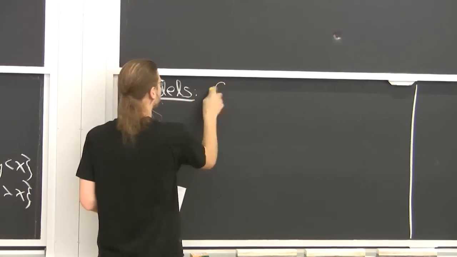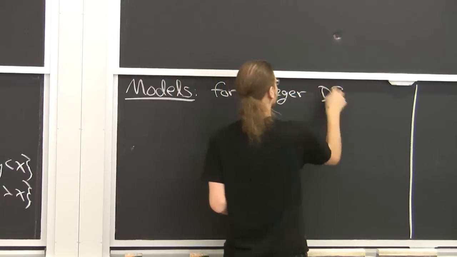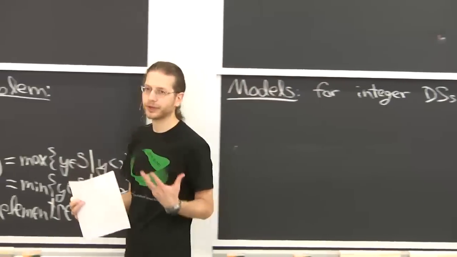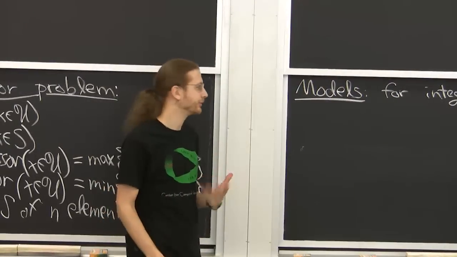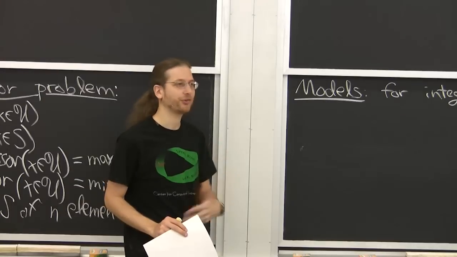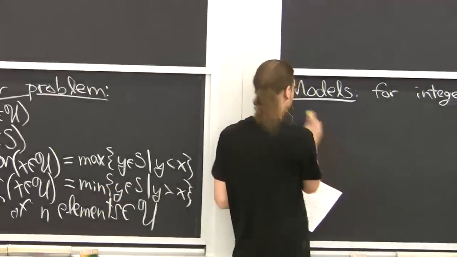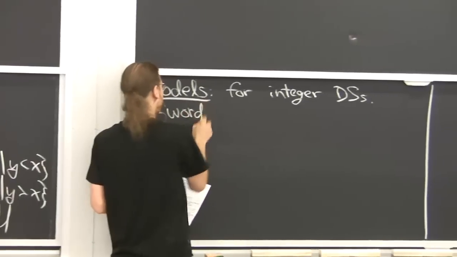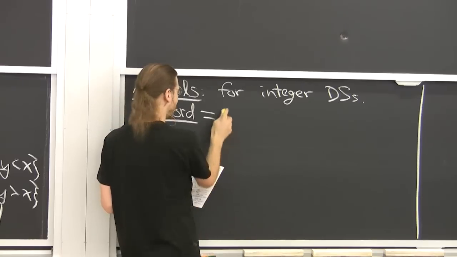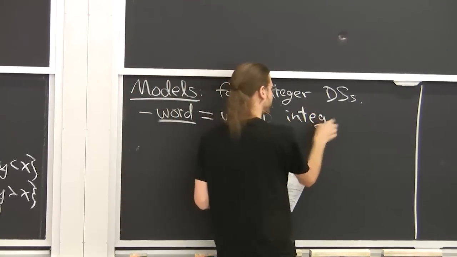So these are models for integer data structures. In general, we have a unifying concept, which is a word of information, a word of data, a word of memory. It's used all over the place, a word of input. A word is in the machine-theoretic sense, not the linguistic sense. It's going to be a w-bit integer.